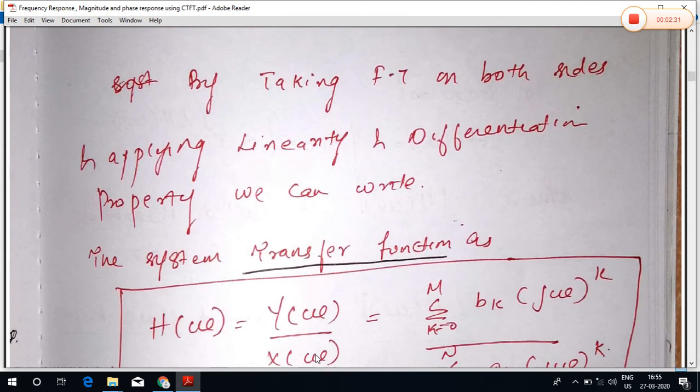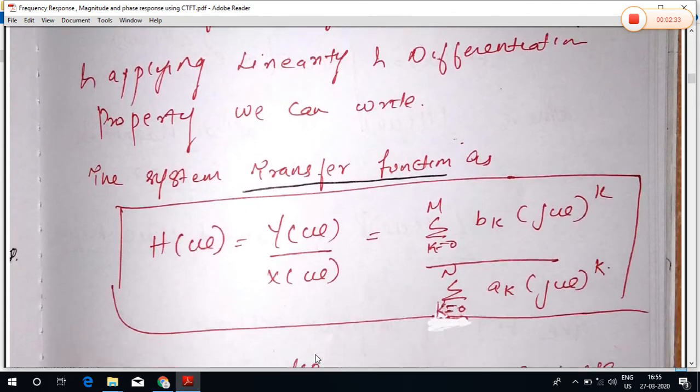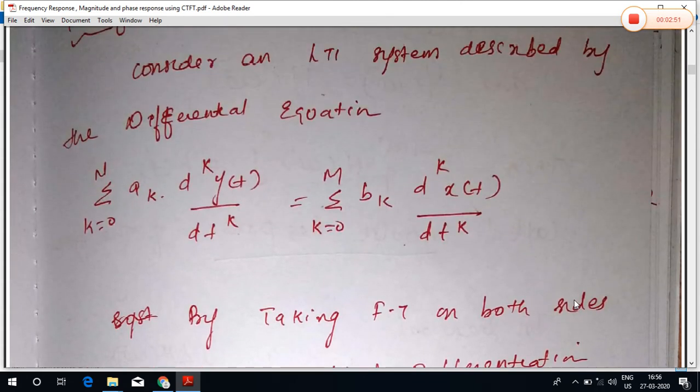On applying the linearity and differentiation property, we get a system transfer function which is of the form H of omega is equal to Y of omega by X of omega is equal to sigma k is equal to 0 to m bk j omega raised to k by sigma k is equal to 0 to n ak j omega raised to k. This is obtained just by rearranging this equation.